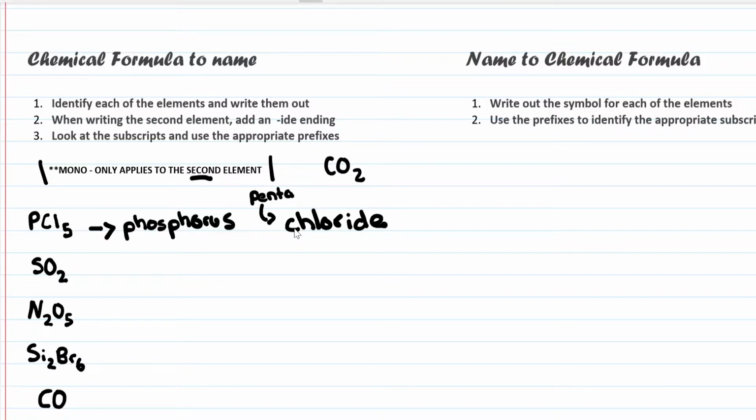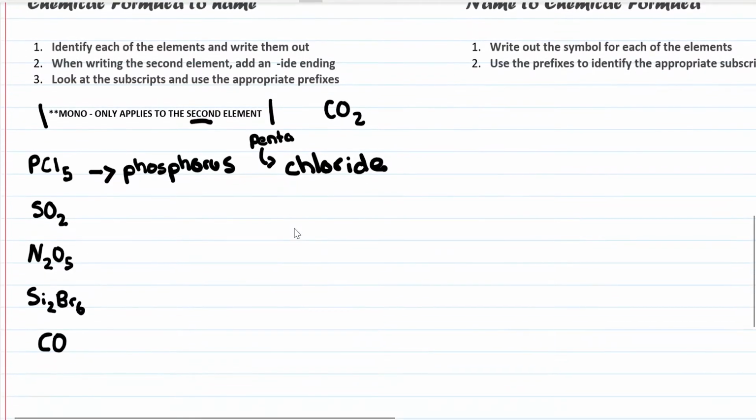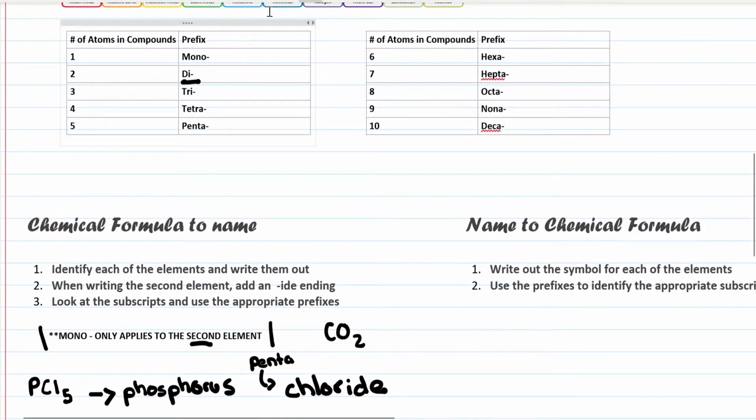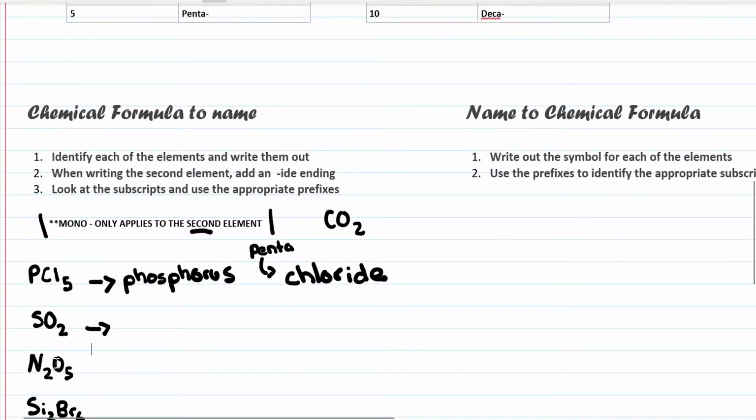Okay, from now on, we're going to be doing all of the 3 steps in one step. So you see here, you have SO2. You're going to have a sulfur, and you're going to have oxygen. There's 2 oxygens, so you're going to need the di prefix, and you're also going to need to add an ide ending to the oxygen, which is going to make it oxide. So we're going to have sulfur.